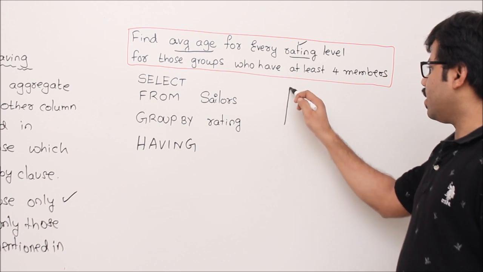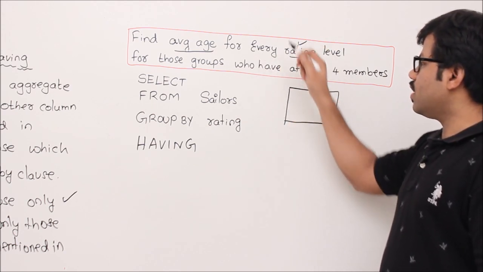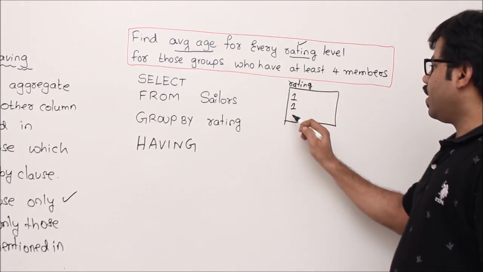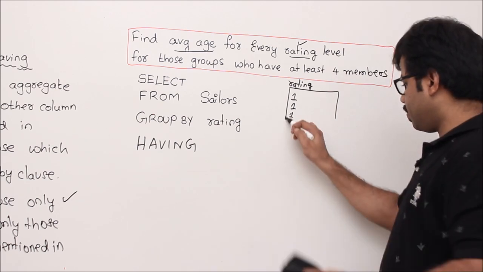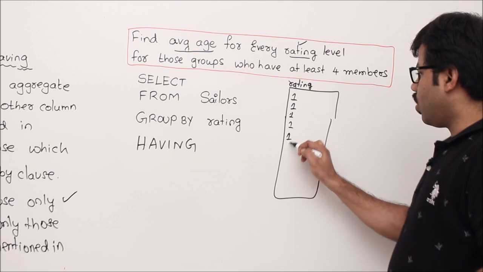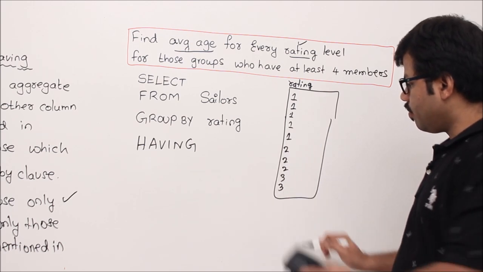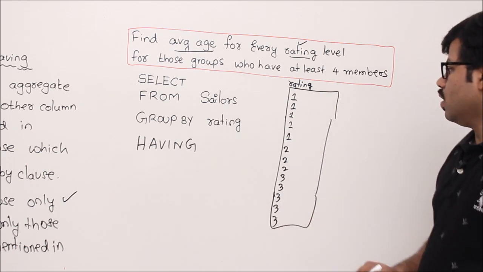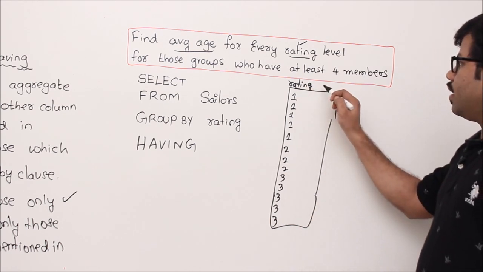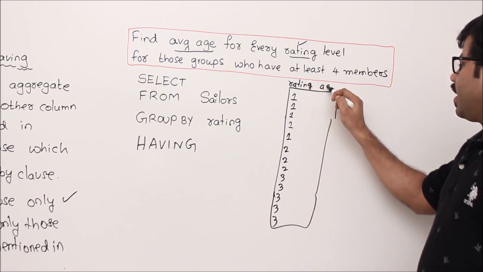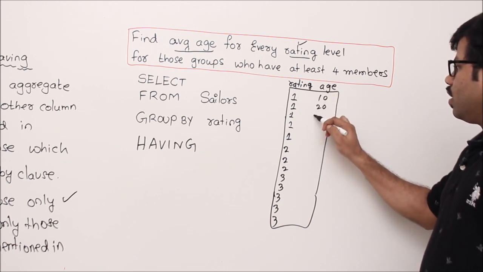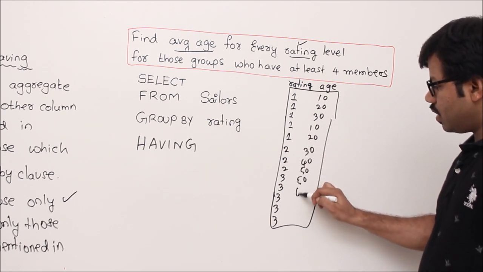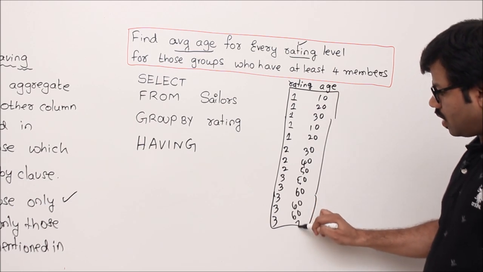For example, let's say you have data like this. Since rating level is a group, let me write it like this. This is the rating field: rating 1, rating 1, rating 1, rating 1, rating 2, rating 2, rating 2, rating 3, rating 3, and let's take two more. So this is your data, ratings and age. Let me take the age field. Age values are 10, 20, 30, 10, 20, 30, 40, 50, 50, 60, 60, 60, 60, 70.